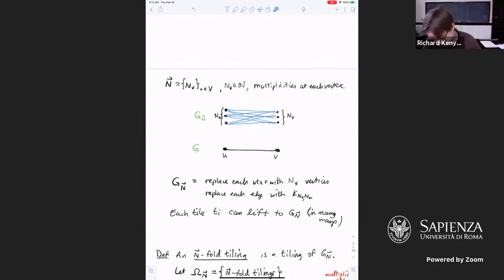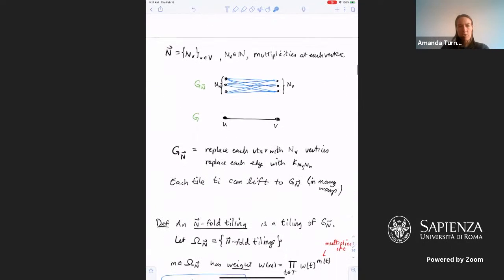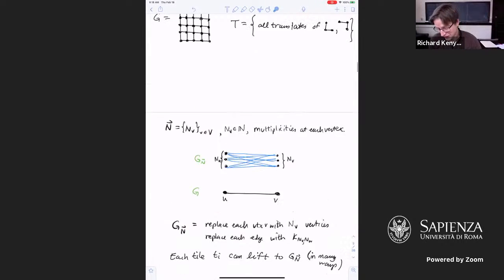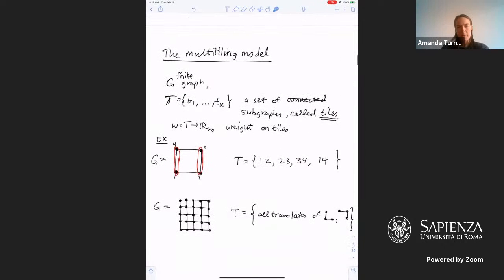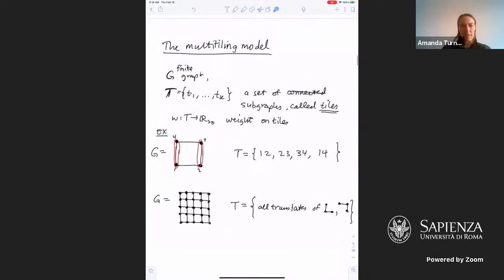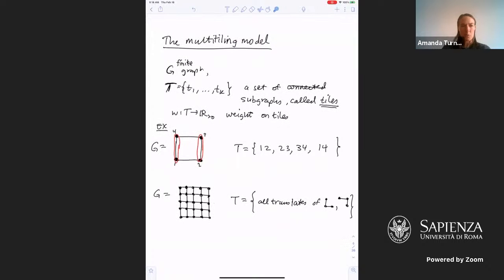Can I just check, must your tiles be edge disjoint? The set of tiles. Yeah, I haven't told you what a tiling is, but let me tell you what a tile is, and then I'll tell you what a tiling is. A tile is just a subgraph of the original graph, and of course I can lift that to be a subgraph of the blown up graph. But in the examples you've given, your sets of tiles are all edge disjoint. Is that a requirement? No, they don't have to be edge disjoint. Okay.